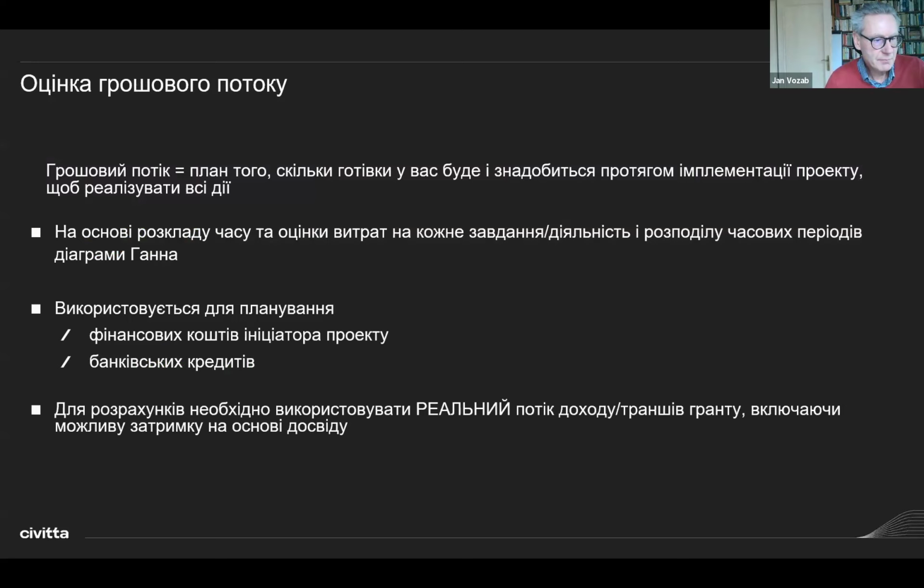Now, I would like to briefly take you through the cash flow estimation. Whatever is the type of grant you receive, you should, for your own safety, calculate the cash flow estimation.